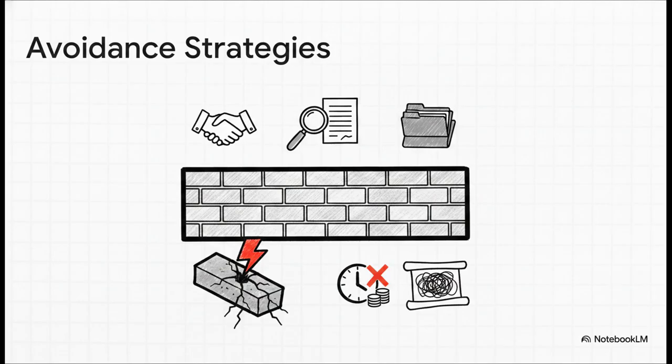Listen, vague specifications and late payments are the absolute easiest ways to crack a project's foundation. If you aren't paying your supply chain on time, or if your scope is a bit murky, you're practically begging for a dispute to move in and completely derail your project.